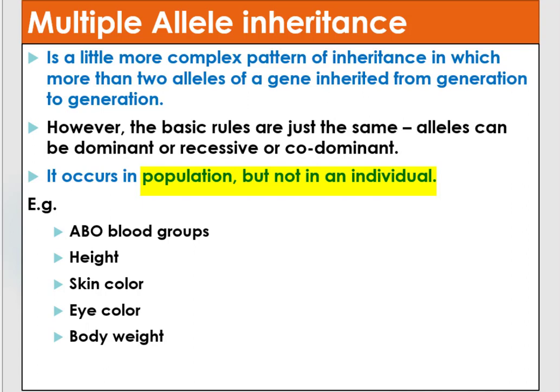This is because the different alleles are found at the same locus or position on homologous chromosomes. And we know that there are only two copies of each chromosome, and therefore a person can only have two alleles of a gene. For example, ABO blood groups, height, skin color, eye color, and body weight are continuous variables that are determined by multiple alleles of a gene.